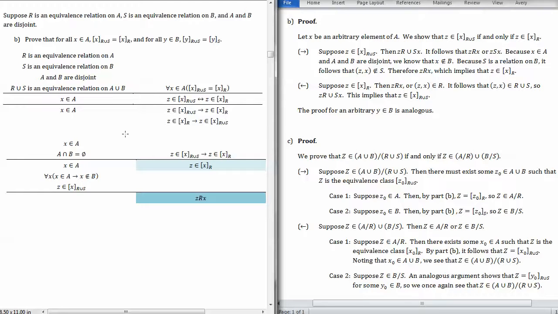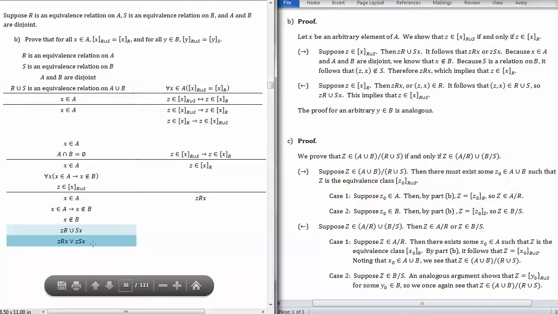Okay, so what does that mean? I'm trying to prove that z is related to x by the relation R. Okay. All right, here's my universal instantiation, and together with x in A, that gives me that x is not in B. And okay, z being in that equivalence class means that z is related to x, right? zx is in R union S, and zx being in R union S means that either zx is in R or zx is in S.